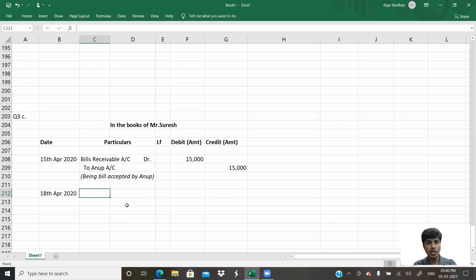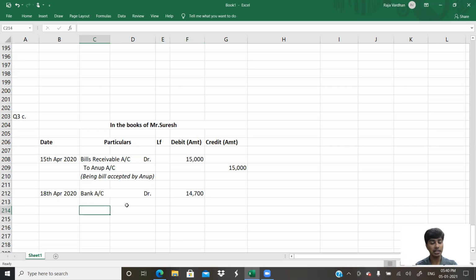When the bill is getting discounted, you give the bill to the banker and the banker will give you money. So bank balance will increase. Bank is an asset increasing, so bank account debit. Okay, how much will the banker pay? Banker is paying you 14,700 rupees.